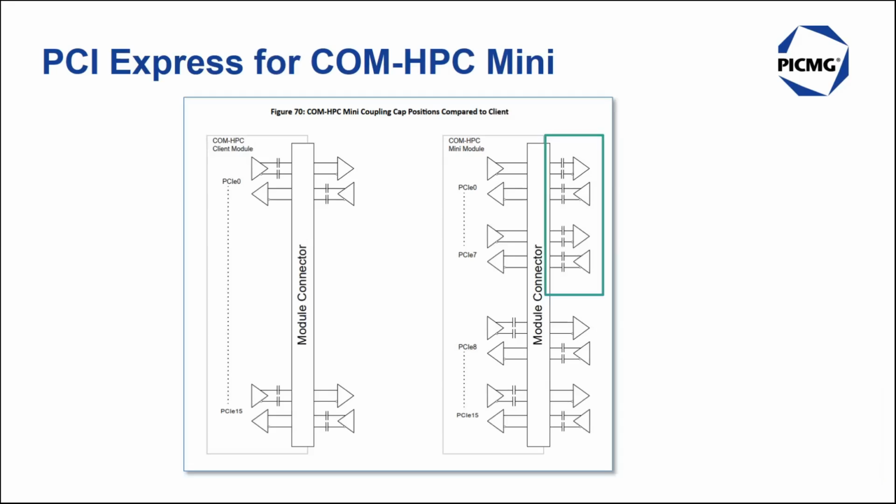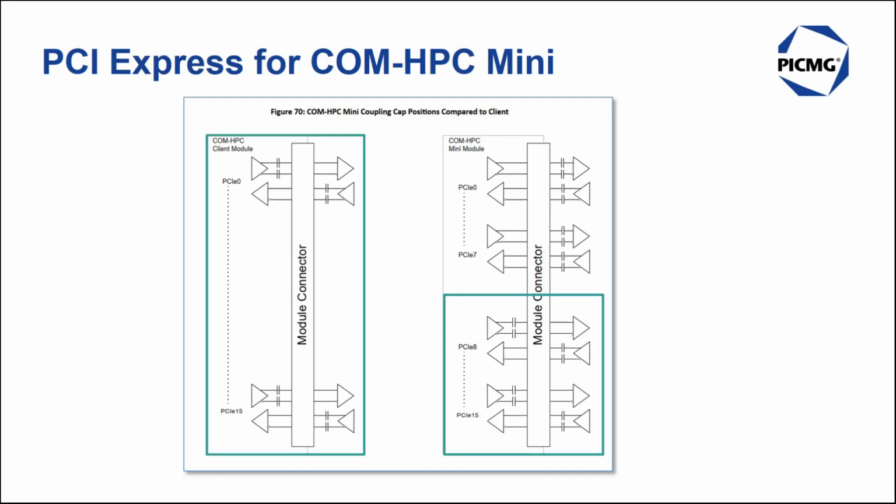For this PCI Express subgroup, COM-HPC Mini does not provide any AC coupling on the module. In this case, the coupling of TX signals must be done on the carrier. This is different for the PCI Express subgroup 0 high and for all lanes for the COM-HPC client and server type. In these lanes, the AC coupling capacitors for the transmit signals are located on the module.